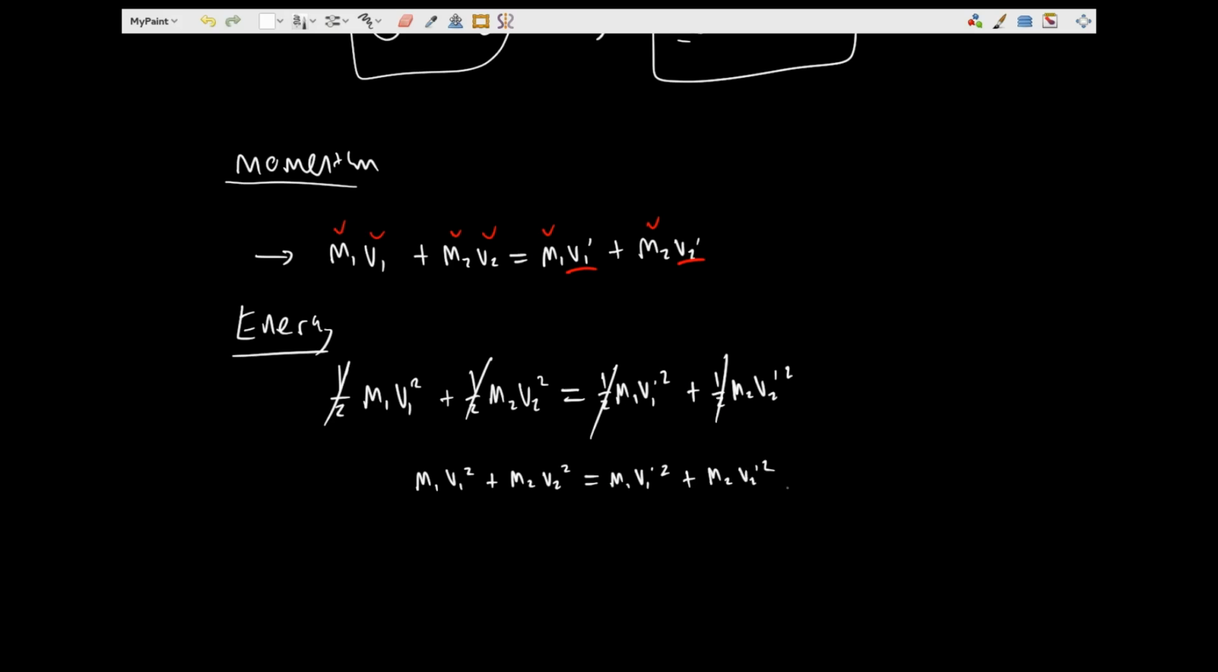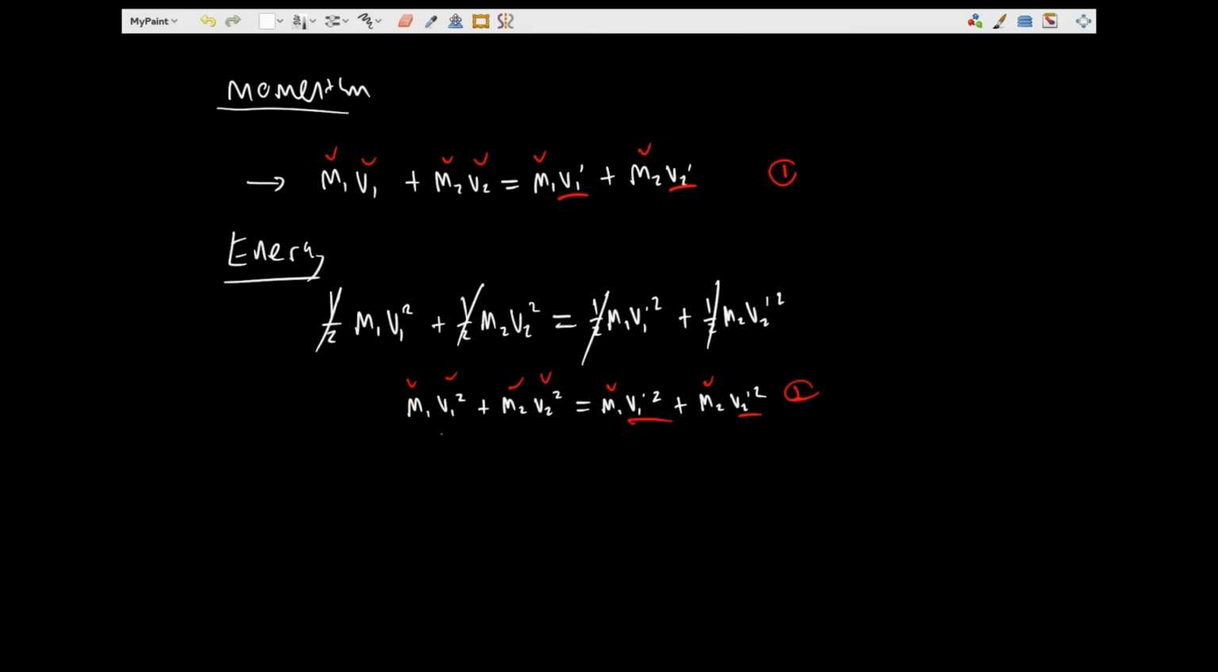So now we have two equations. Call this equation 1 and this equation 2. We know this, we know this, we know this and this, and we have these two unknowns still. So two equations with two unknowns. And now we can solve for these two velocities. So if we go from equation 1, we'll get an expression of v1 prime in terms of v2 prime.